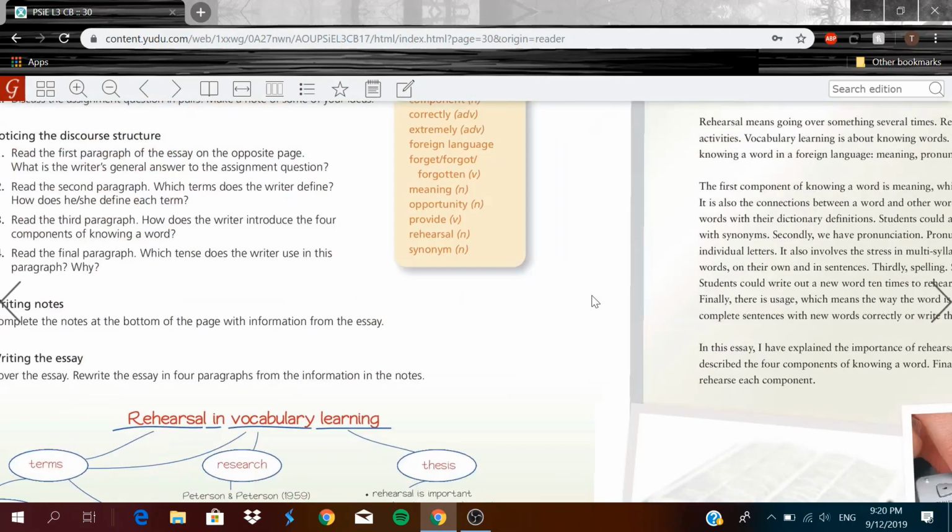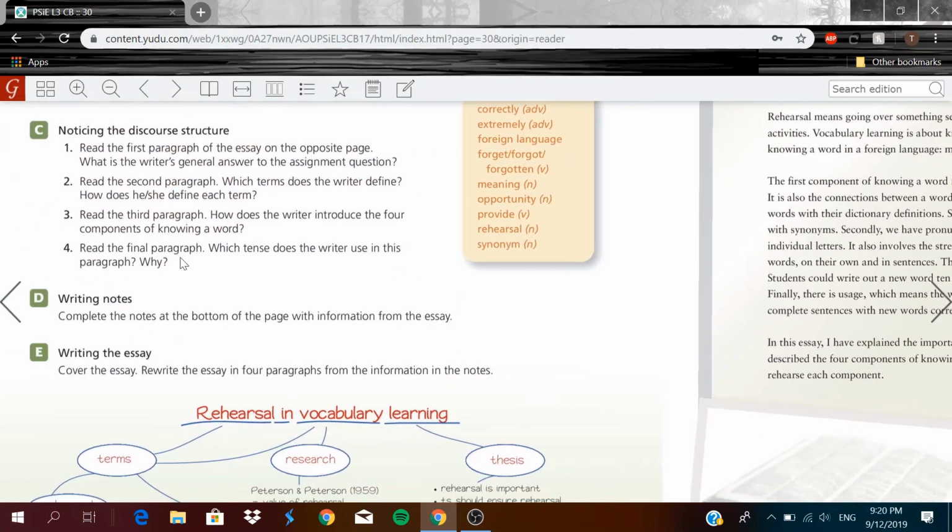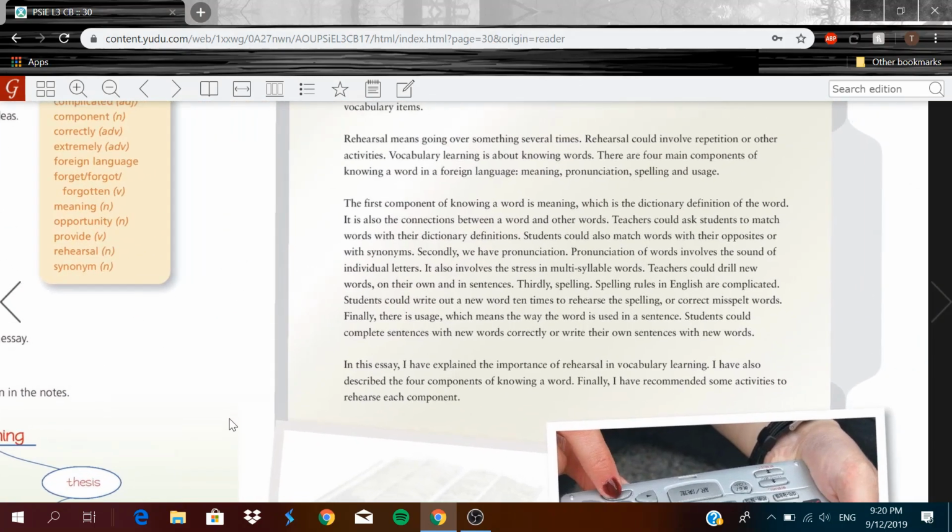What else do we have? We have 4. Read the final paragraph. Which tense does the writer use in this paragraph and why? And let me take a look here.